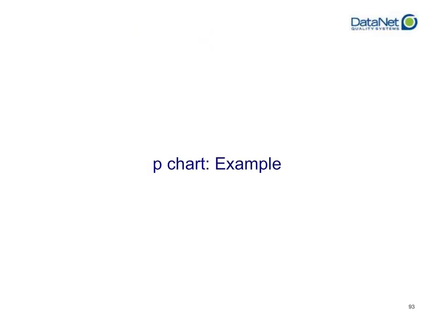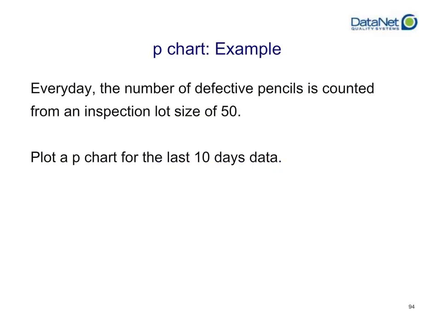And now we're going to do an example of a P chart. In this example, we're going back to the pencil manufacturing. Every day, the number of defective pencils is counted from an inspection lot size of 50. This might be at the end of a batch, or maybe you make some set amount every time period. But ultimately, your lot size in this case is 50 each time. Your job is to plot a p-chart for the last 10 days' worth of data.